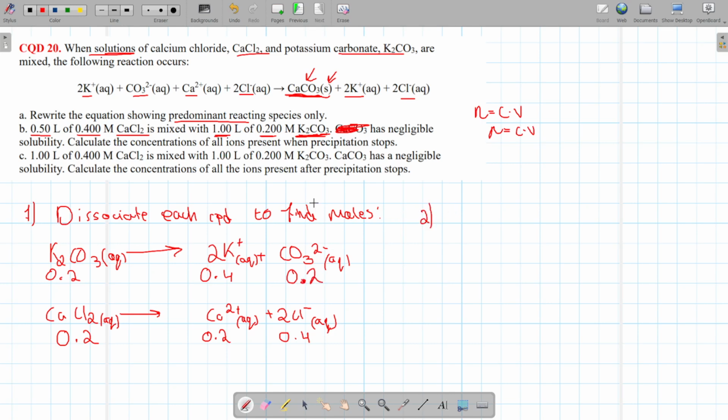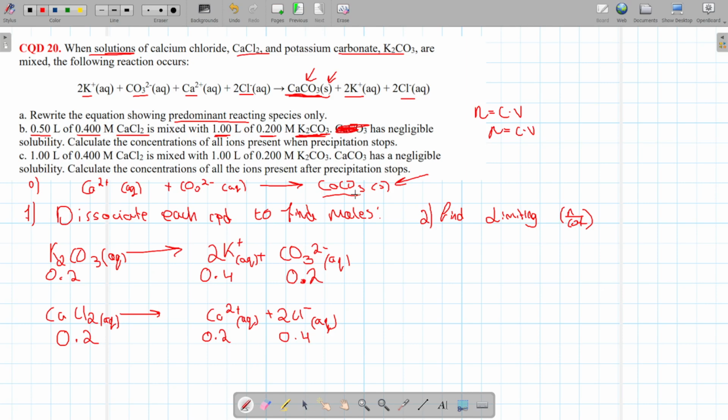Next is to find the limiting. How do we find the limiting? Remember in part A, we found the predominant reaction. We said it was Ca2+ aqueous plus CO3 2− aqueous to produce CaCO3. This is from part A. I don't know why I erased it. Step 2 now is to find the limiting. How do we find the limiting? It's n over coefficient.